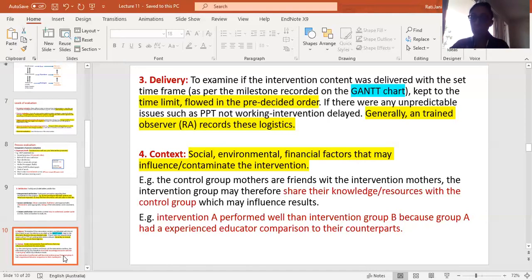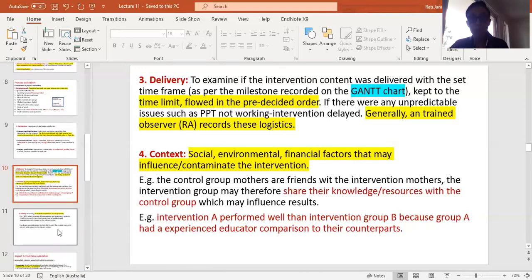So do you see the difference? Process evaluation is very, very important. Why? Because especially when you have to give reasons to your funders as to why something was successful in your intervention versus not, these are the kind of reasons which may come out. That's why process evaluation is extremely important.